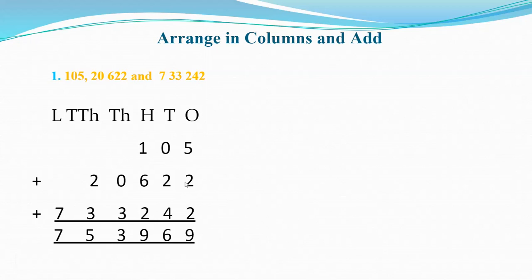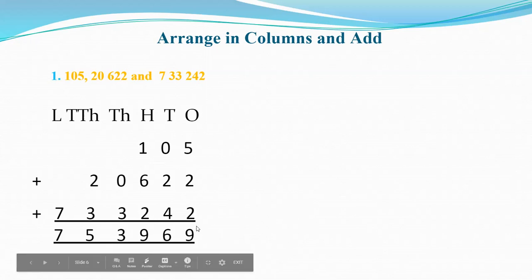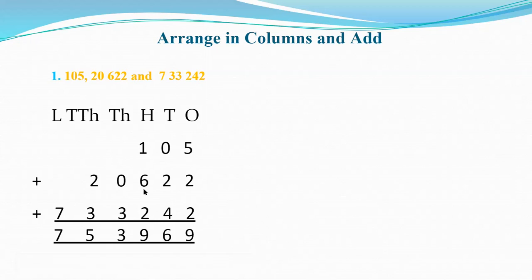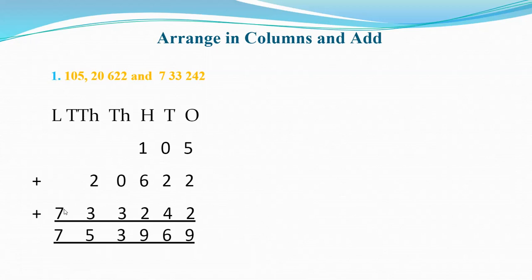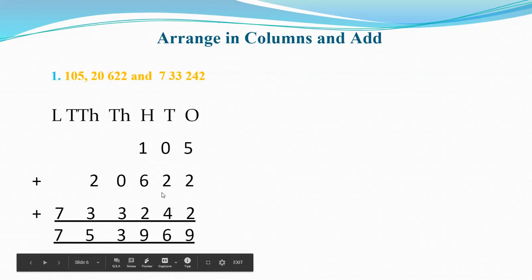5 plus 2 equals 7, 7 plus 2 equals 9. 0 plus 2, 2, 2 plus 4, 6. 1 plus 6, 7, 7 plus 2, 9. 0 plus 3, 3. 2 plus 3, 5. And 7. So our answer, the sum of these numbers, is 7,53,969. So this is the example. We will write the numbers in columns and add.